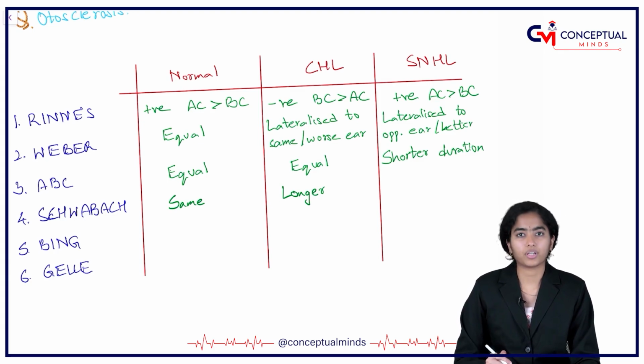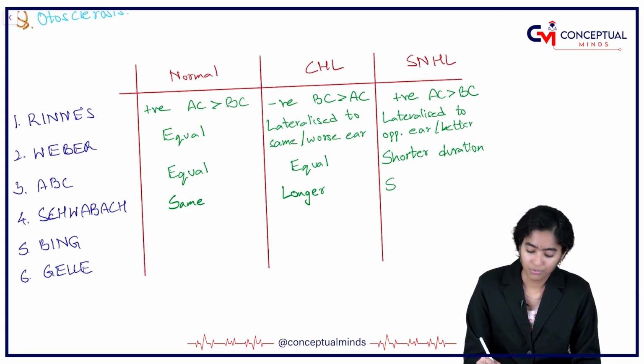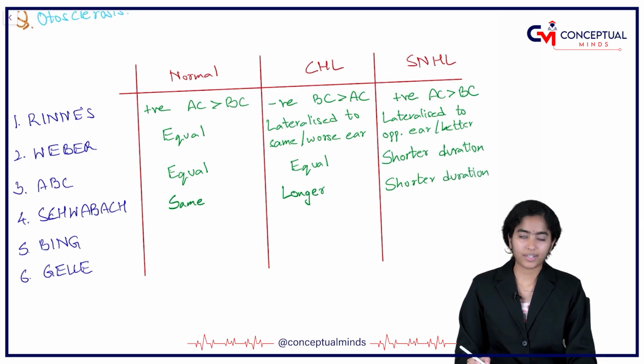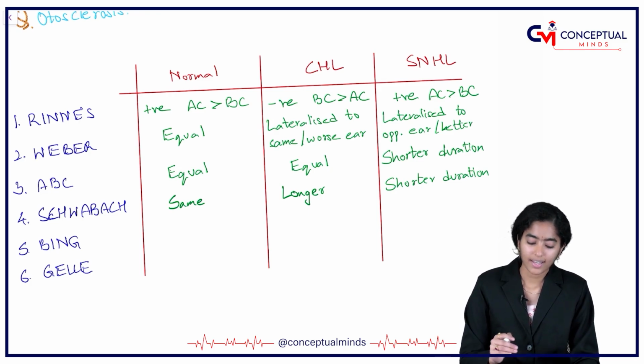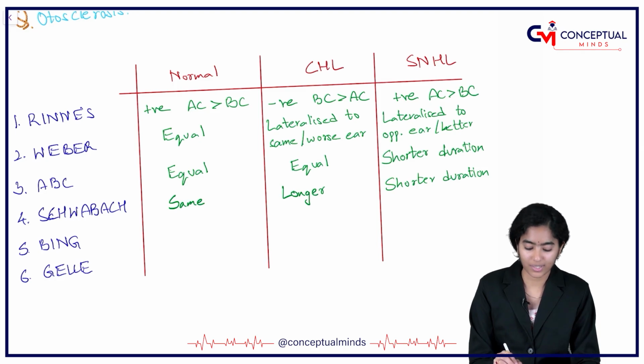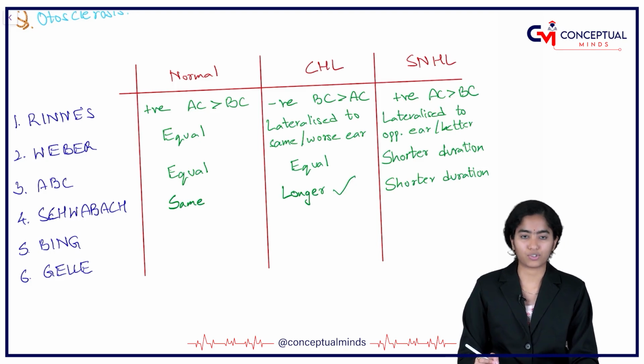In sensorineural hearing loss, the patient hears it for a shorter duration than the examiner, because bone conduction is affected and we are checking bone conduction; the examiner will obviously have better bone conduction. So the only difference between the absolute bone conduction test and Schwabach is that in conductive hearing loss, the patient perceives no difference in the absolute bone conduction test, whereas in Schwabach test, the patient hears for a longer duration.